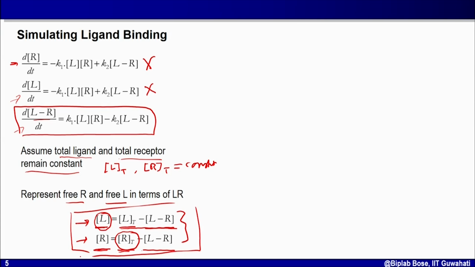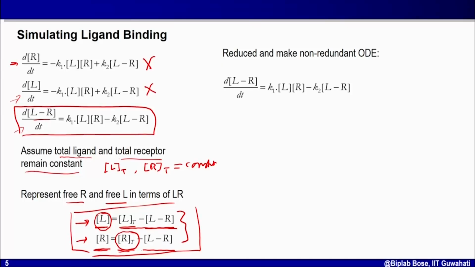So from 3 ODEs I have reduced to only 1 ODE. So let us see how far I can change this, only 1 ODE that I have to deal with. So I have left with only 1 ODE, that is representing the rate of change in concentration of the complex LR. So dLR/dt is equal to K1 into L into R minus K2 LR.